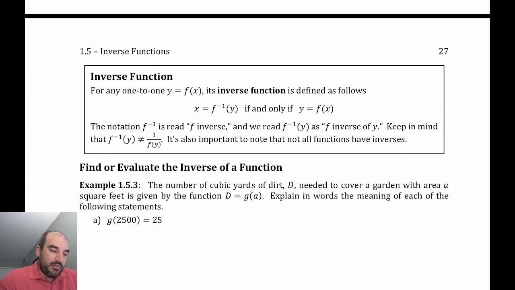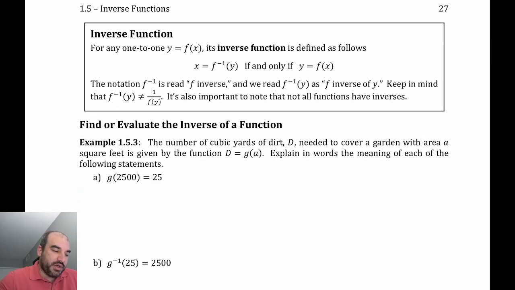Okay, moving on. Inverse functions are defined as follows. If we have a function y equals f of x, its inverse is written with this notation, f inverse, that little exponent of -1. We read that as inverse. So this is x equals f inverse of y.